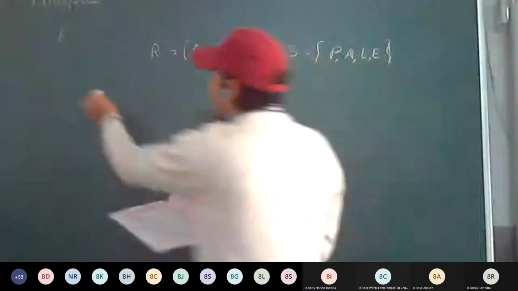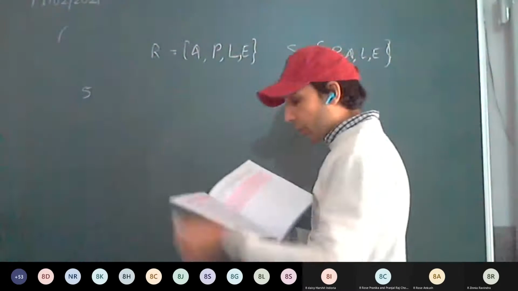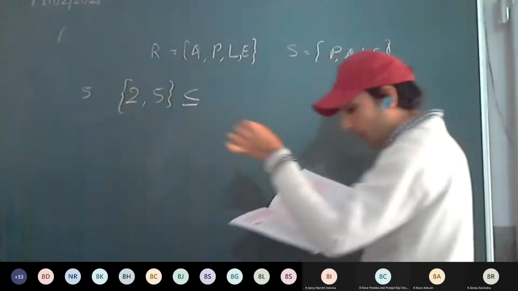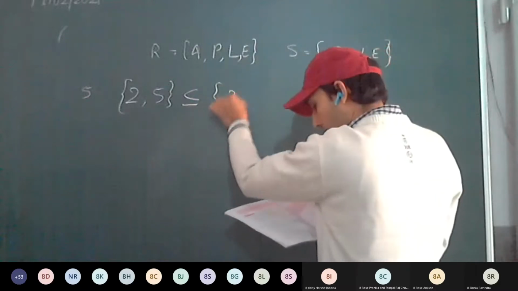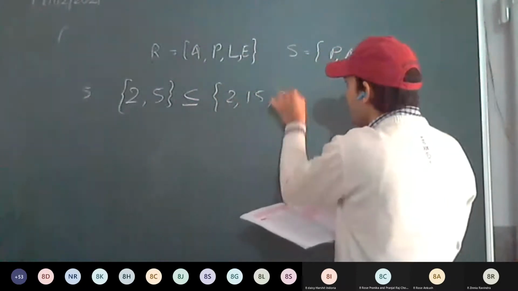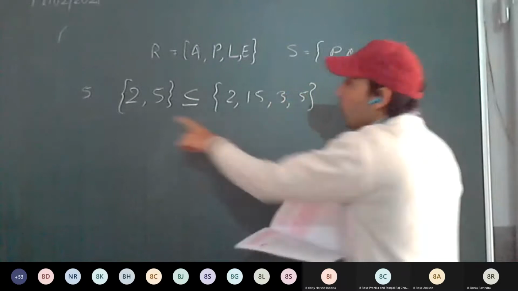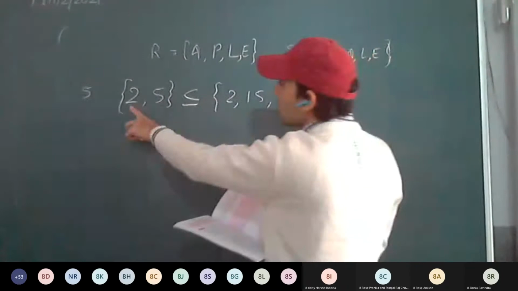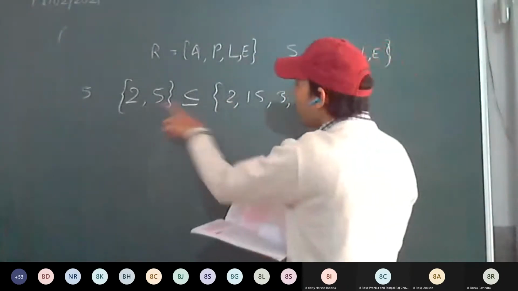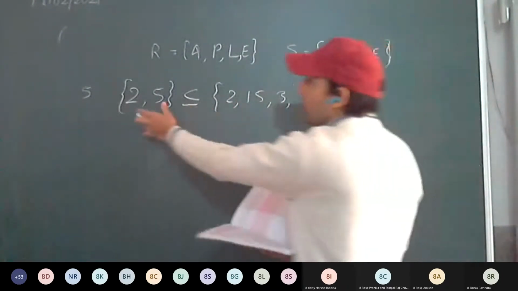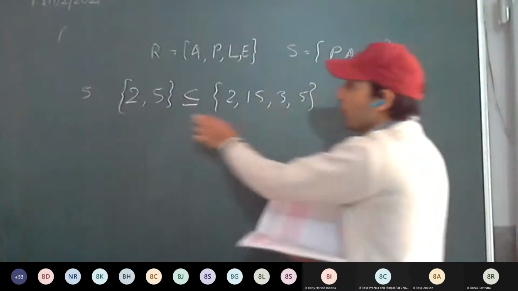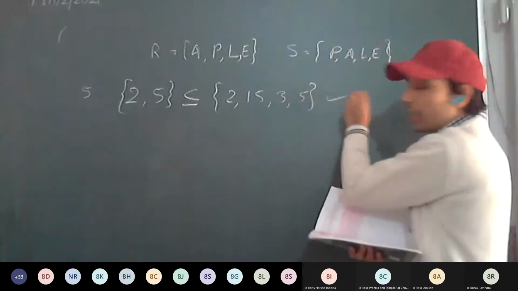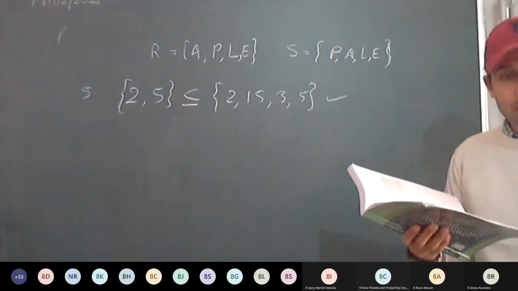Okay, now we start with the fifth. See the first question: {2, 5}. It's a set; whether it's a subset of {2, 15, 3, 5}, that you have to check. So check the elements. Is 2 present here? Yes. Is 5 present here? Yes. All the elements of this set are present in this set. Therefore, this set is a subset of this set. So it's true. You can do this in the notebook.